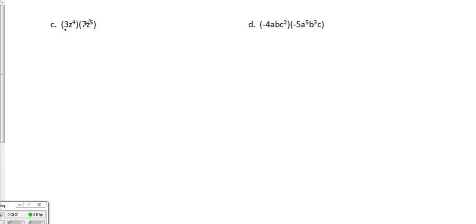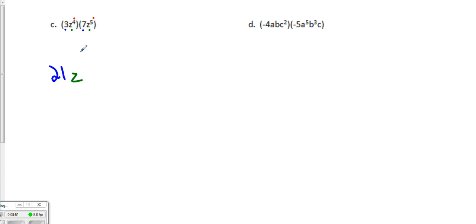Again, we have our number part, so 3 times 7 is 21. There's only one variable in this case, z, and another z. So we know it's going to be a z. What power should we go to? Well, we have a 4 and a 5. All of this is being multiplied.